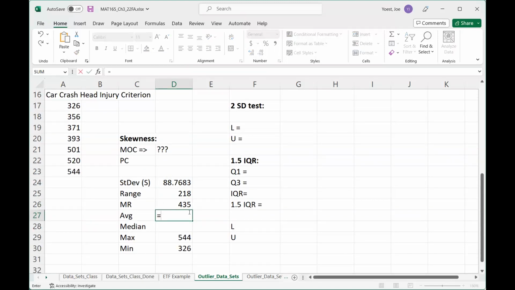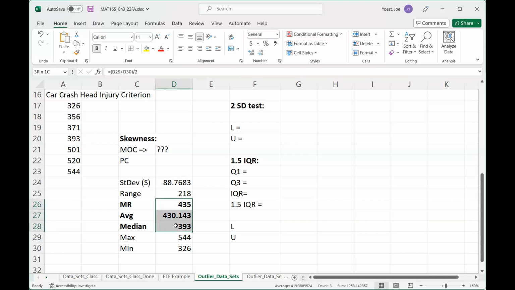What's the mean, average of HIC, and the median? I see my 3 measures of center. Well, the mid-range is higher than the mean, and the mean is higher than the median. This is how the measures of center would line up if I had some right skewedness. But is 435 really a lot bigger than 430? Is 430 really a lot bigger than 393? We have something like maybe a 10% difference between these, but a really minuscule difference between the mid-range and the mean. So again, my measures of center are kind of unclear. It would be a pretty subjective judgment if I was just looking at those.